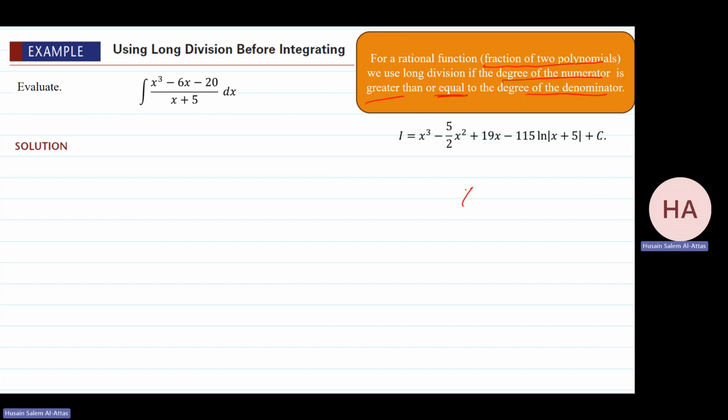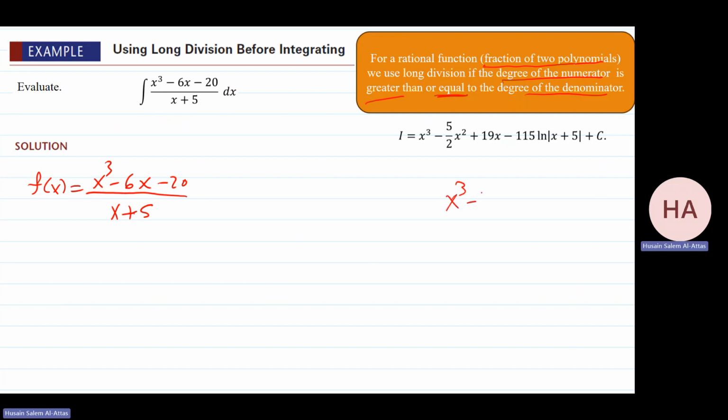So I need to rewrite this function. Let's write it here. F of x equals x cubed minus 6x minus 20 over x plus 5. Before I do the integration, because the degree is more, if the degree is more or equal, you need to do the long division. So let me do the long division.